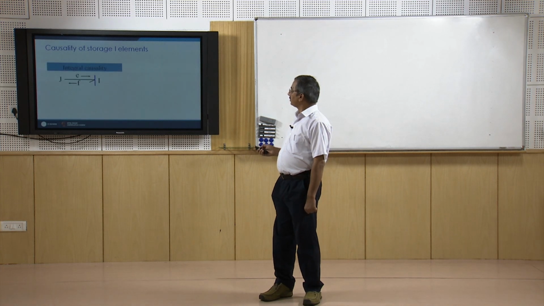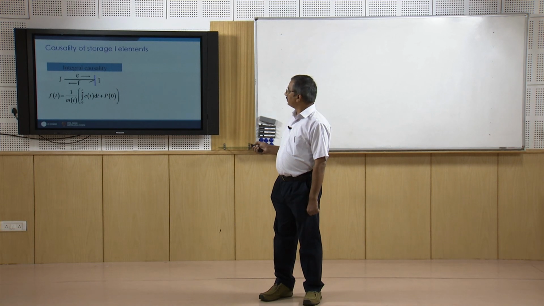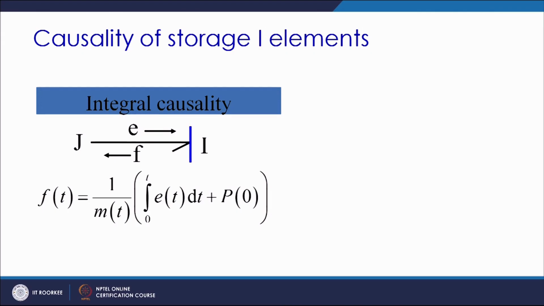If we look at the causality of the storage elements, say the I element, this is going to be the equation which we can derive from Newton's law in the integral form. In this equation we see that the effort is being integrated and flow is being given. So, the I element will always be receiving effort and returning the flow. In this case the causal stroke will be here.